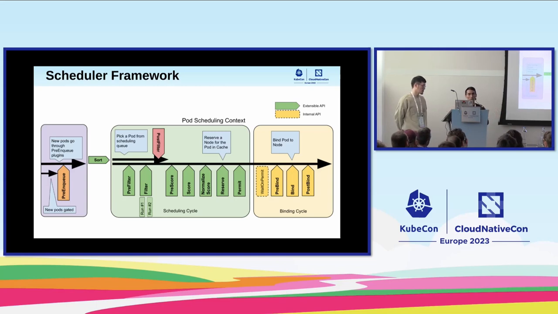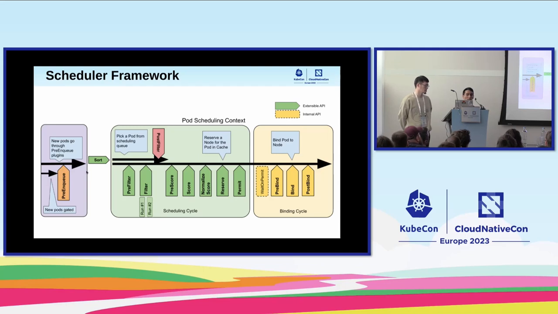If we have more than one node that responded yes to the filters, then we enter the scoring phase, where we run multiple scores for each of the nodes, and whichever node has the highest score is the one that is selected. And then we enter the binding cycle on the right, which communicates the decisions to the API server. Somewhere in here, there are mechanisms to do volume binding as well, but I won't get into those details.